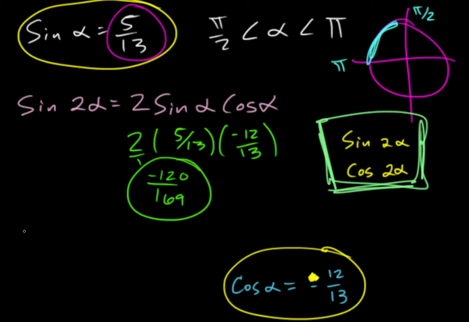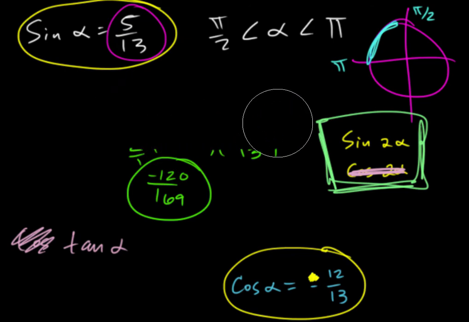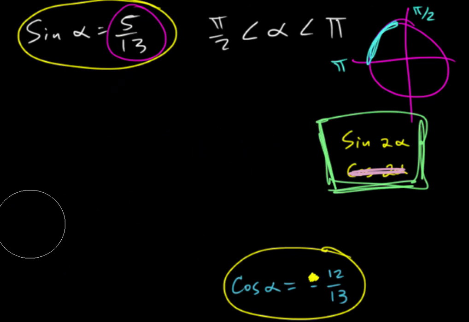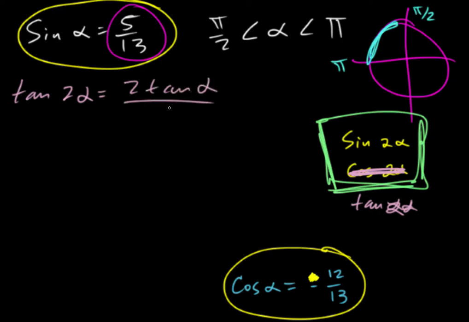Alright, now we're going to find cosine. Oh, actually it wasn't cosine, it was tangent. Sorry, I wrote that down wrong. So now we want to find tangent of 2 alpha. Actually, this might take some room, so let's get rid of this. Okay, so this was supposed to be tangent of 2 alpha. So tangent of 2 alpha, if we use the identity, we get this.